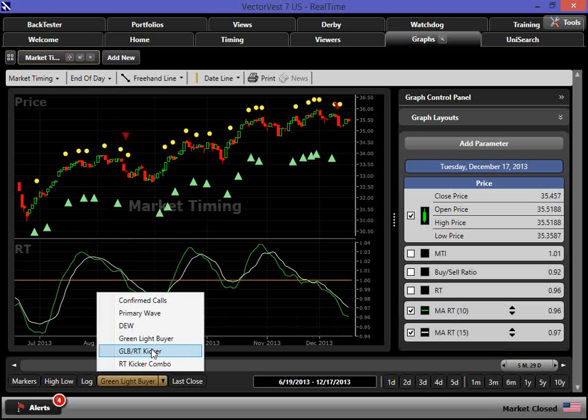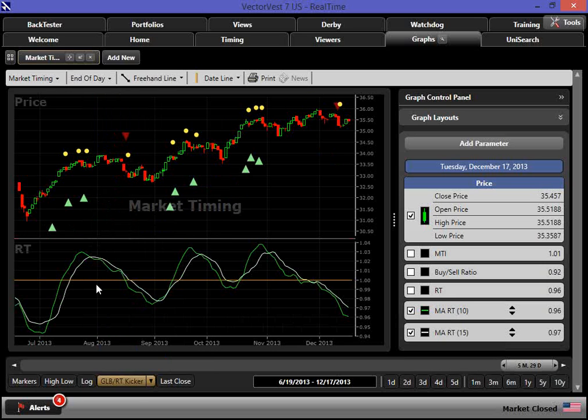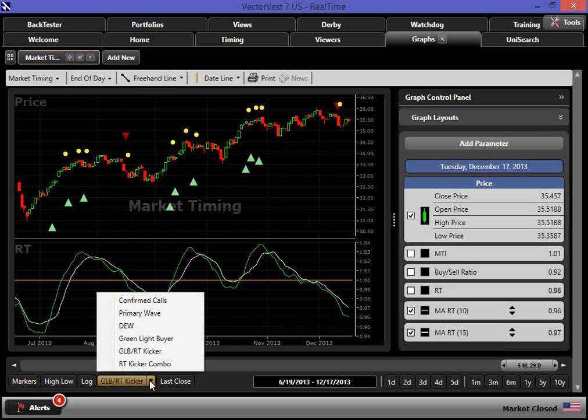And so we have then the RT kicker timing signals that does a very good job of helping us not buy back into a falling market. So again, we've come up with another confirming signal to slow down that green light. Our next signal is called the DEW signal. This would be the next signal that you would see fire off in the system.